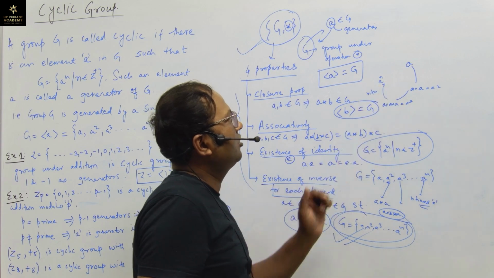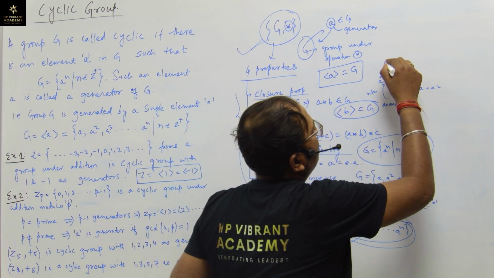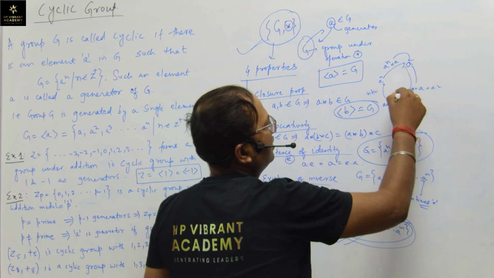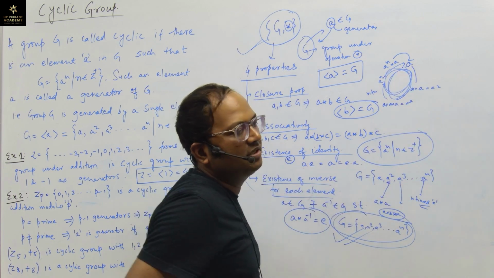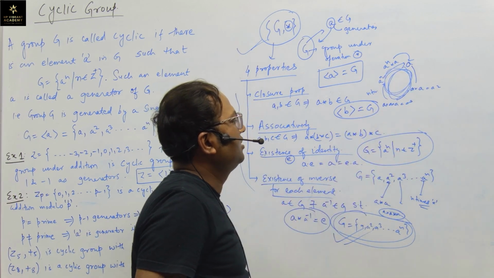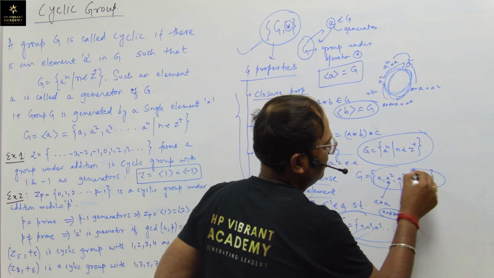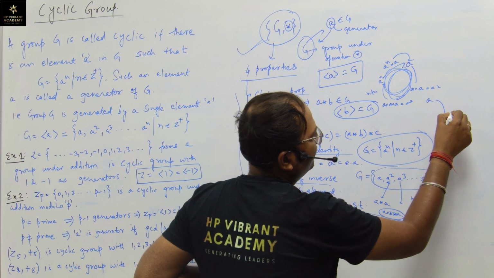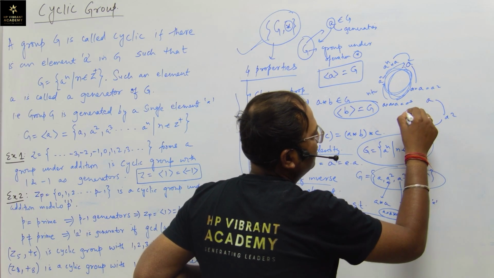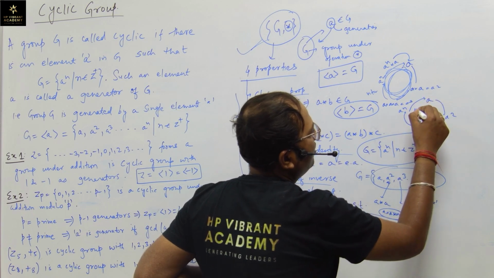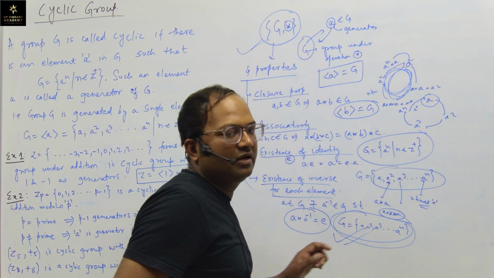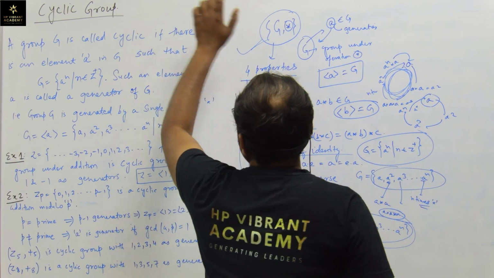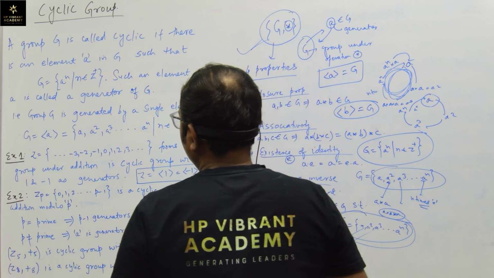Now if we further operate a to the power n star a, it will result in a. This means it is making a cycle. Hence we call this group a cyclic group, because these elements are arranged in such a way that they make a cycle. Further operation on a to the power n results in the value of a, so this generates a whole cycle. That's why we call this a cyclic group. Now let us move further.